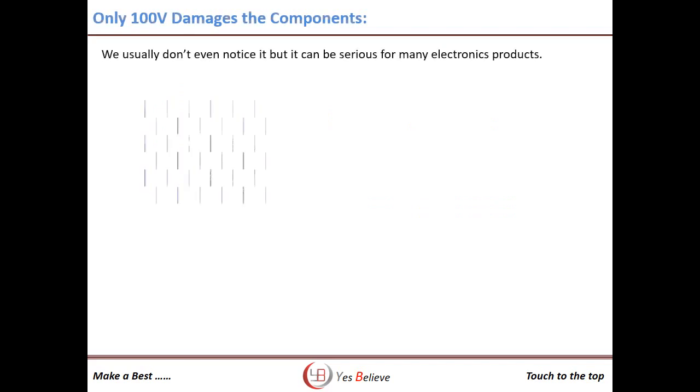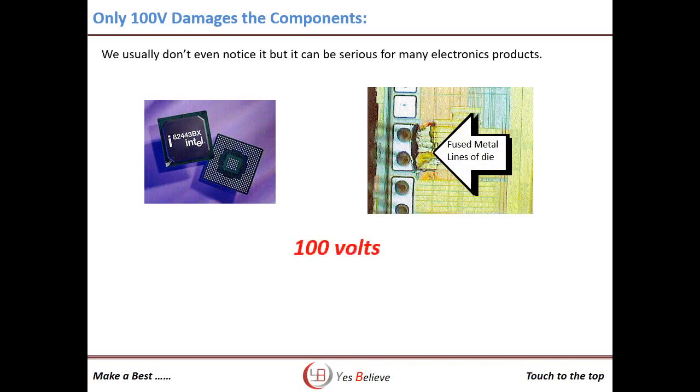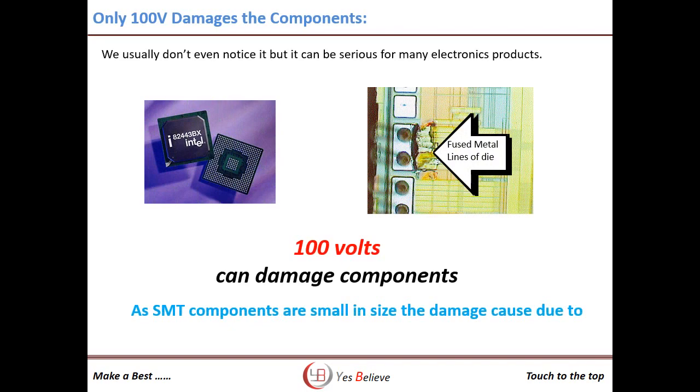Similarly, the higher static voltage will not damage the human, but a very small voltage, about 100 volts, can damage electronic devices. As the SMT components are very tiny in size, the damage caused due to the ESD cannot be detected by the naked eye.